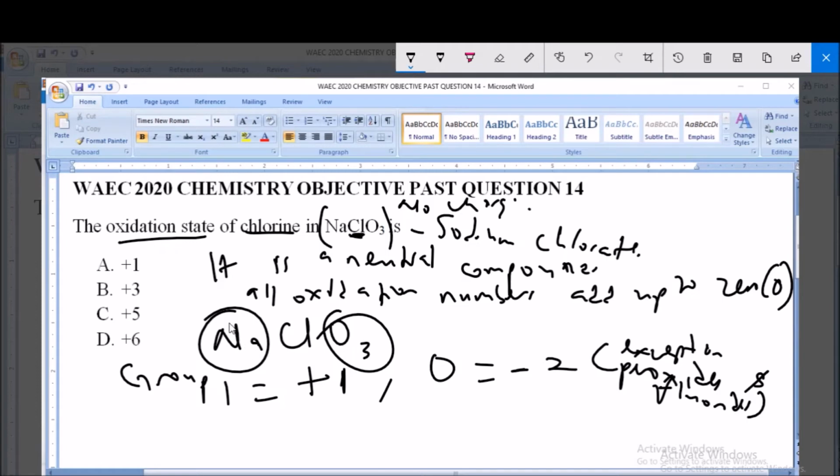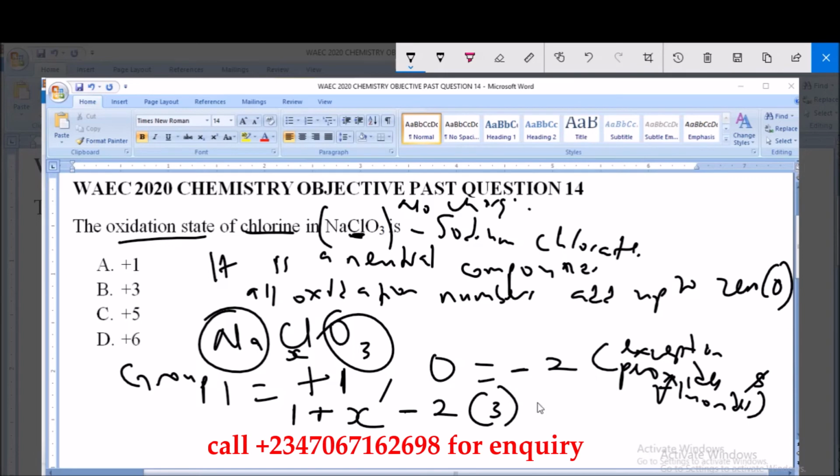Now that we know their oxidation numbers, that is for sodium and for oxygen, we are searching for that of chlorine, so let's call that X. So we substitute our values. Now sodium is plus 1, so 1 plus chlorine, which is unknown to us, X, plus oxygen, which is minus 2, multiplied by 3 because you have 3 atoms of oxygen, equal to 0.